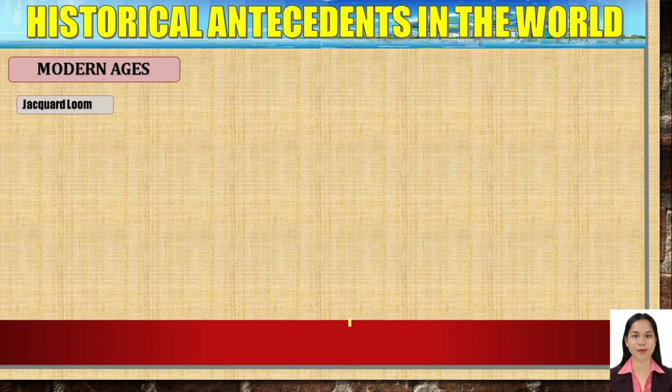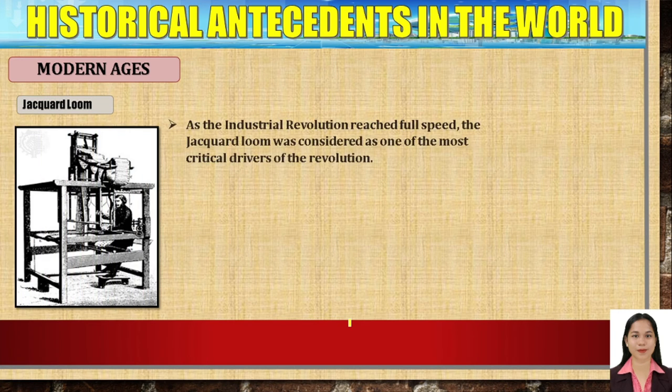And another invention under the modern ages is the jacquard loom. So as the Industrial Revolution reached full speed, the jacquard loom was considered as one of the most critical drivers of the revolution.